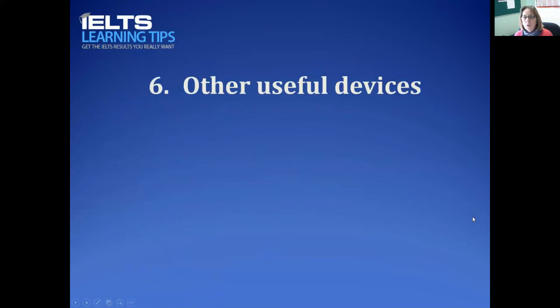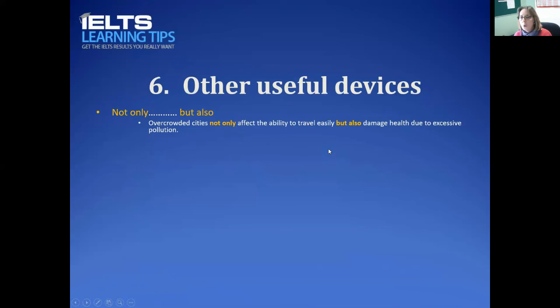And finally, here are a few devices that you can also use to create more complex sentences. I'm sure a lot of you use this: not only, but also. It's quite a useful device. So overcrowded cities not only affect the ability to travel easily, but also damage health, etc. So with these kinds of sentences, you just need to make sure that you manage the verbs and the singular plurals properly.